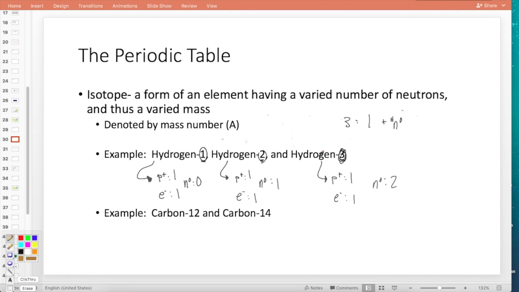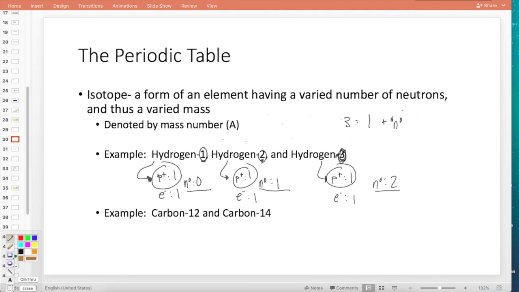These are isotopes of hydrogen. They are different forms of hydrogen having different numbers of neutrons and therefore different masses. The mass of hydrogen 1 is 1. The mass of hydrogen 2 is about 2. Of hydrogen 3 is about 3. Why? Because their neutrons vary. Does that mean it's no longer hydrogen if the number of neutrons varies? No, because the number of protons has remained constant.